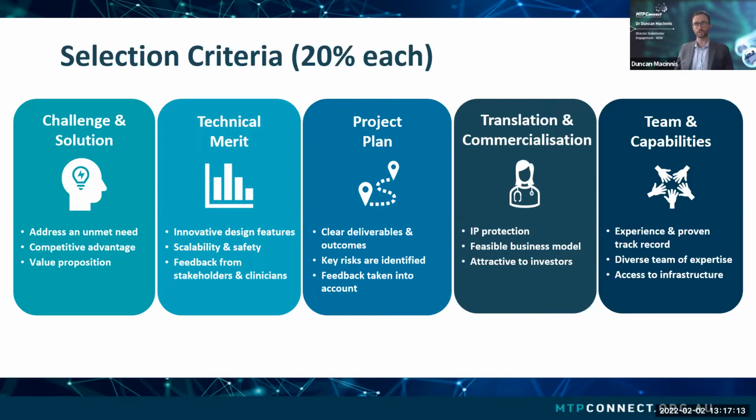So the 5 selection criteria are around your challenge and your solution. We want to see that you're addressing an unmet or underserved need. We want to see a competitive advantage, and we would expect that you have an understanding of the landscape around potential other ways of treating a disease. If you're developing a device and there might be pharmaceutical interventions, we want to understand what the competitive advantage of your solution is. We also want to see the value proposition.